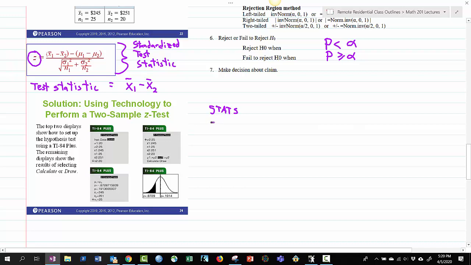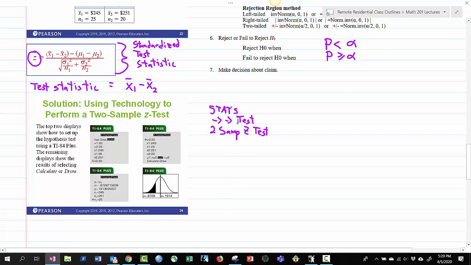I recommend you write this down as we go along. Hit your stats key. You're going to arrow right twice to pick the test menu. Then there are options below it, and you're going to pick 2-SampZTest, short for two sample z-test. And then you're going to put in the stuff that it lists for you.